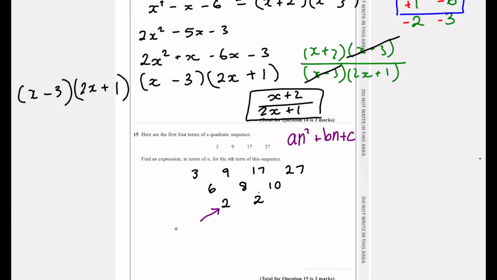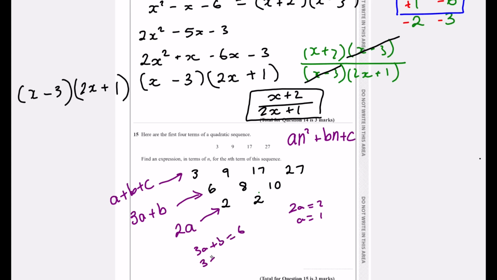And then this number here is always 2 times a. This one is always 3a plus b. And this one is always a plus b plus c. So we can work out what a, b, and c are, because we know 2a equals 2. So a must be 1. 3a plus b equals 6. So 3 1s plus b equals 6. So b must be 3.